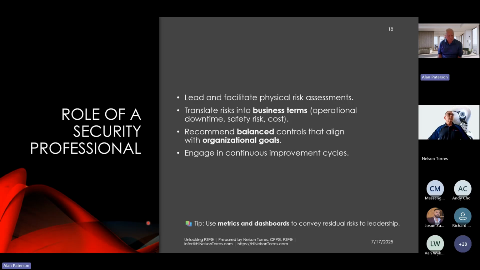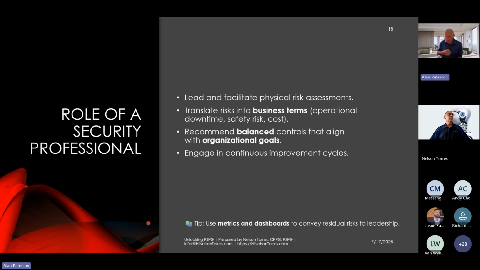Oh yes, use the metrics and dashboards to convey residual risks to leadership. Residual risk, remember, is what's left over after you've done your mitigation strategy. There's always something left over that can either be accepted as a risk or handled by some other method.